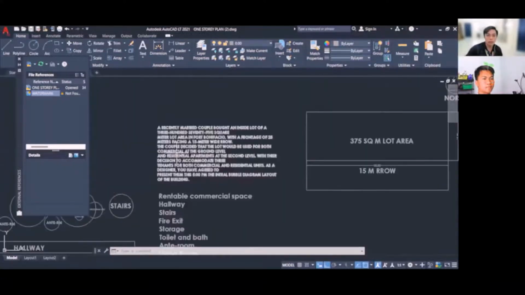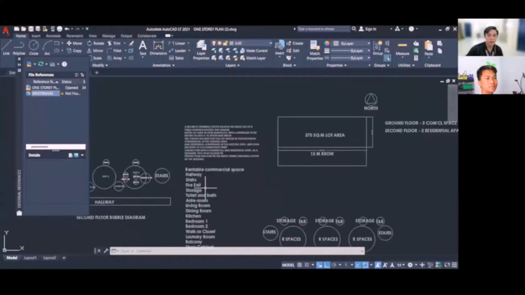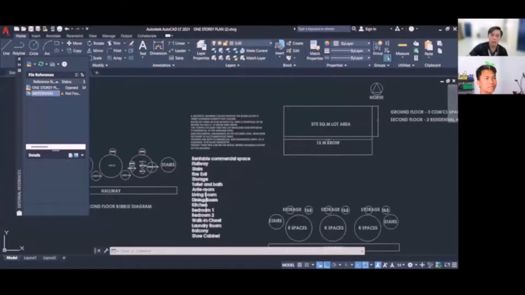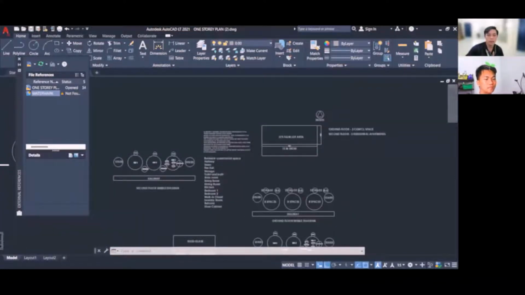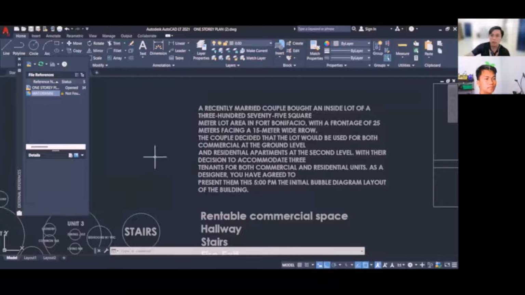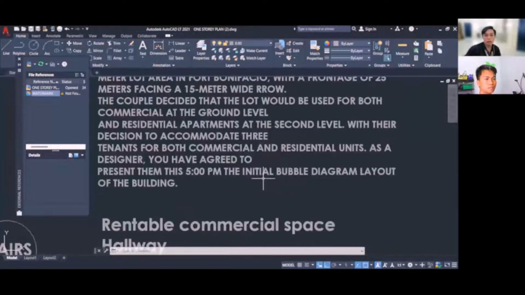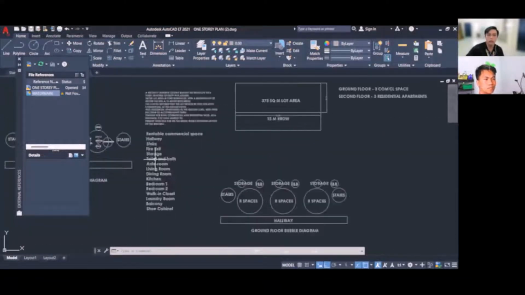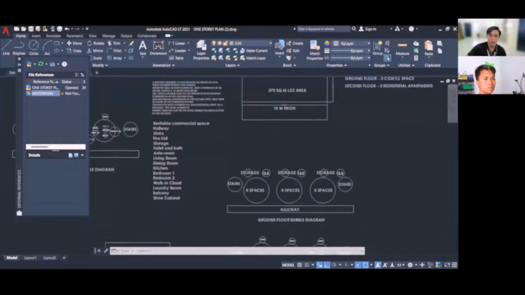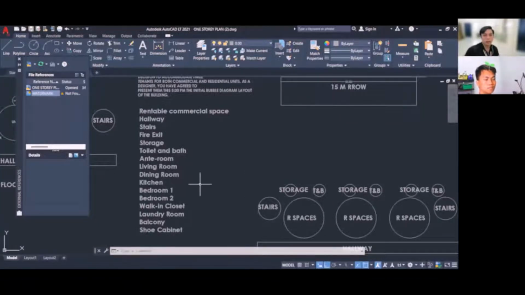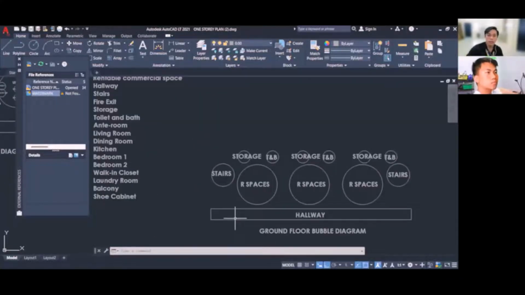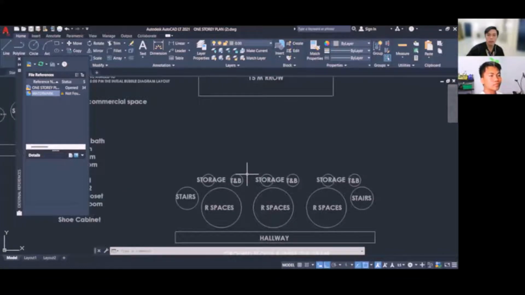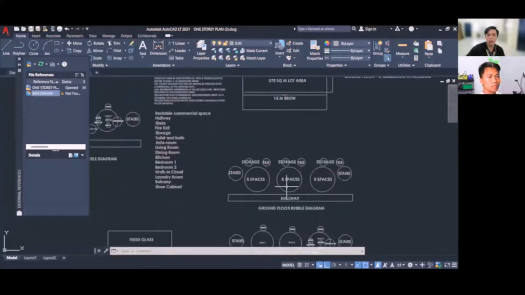Sa ground floor would be all the rentable commercial space depending on what is in the space requirements, and the residential apartments also with their decision to, okay na yun as a designer. So after you know what would you do, now you can check the space requirements to see what are those spaces. I-arrange nyo na lang. So for the ground level, we have rentable spaces, hallway, stairs, storage, and toilet and bath. So yun na yun sa ground floor natin.